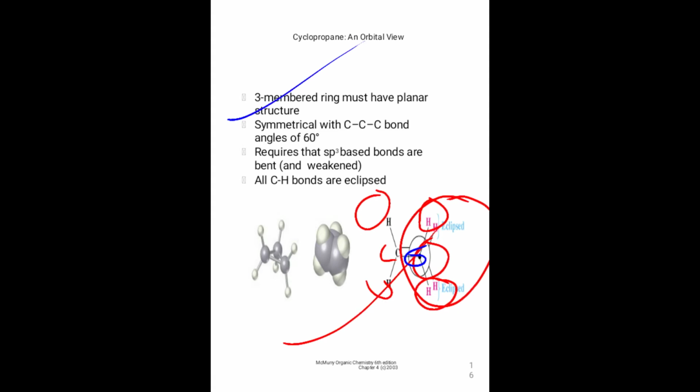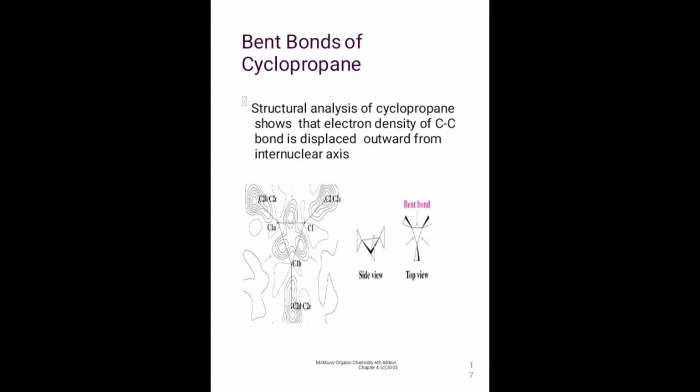So this is the 3-member ring, planar structure, symmetrical with the C-C-C bonds, and the bond angle is 60°. It has sp3 hybridization, and all C-H bonds are in the eclipse condition. Then this is the bent bond of cyclopropane. If you view from the top, you can also get the conformation like this one, that is the bent bond.